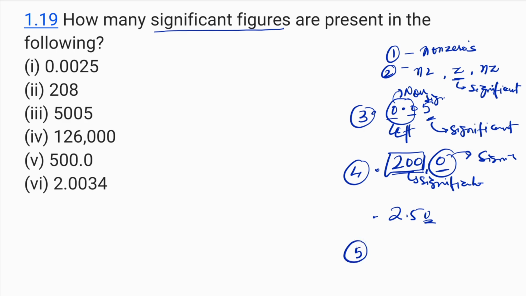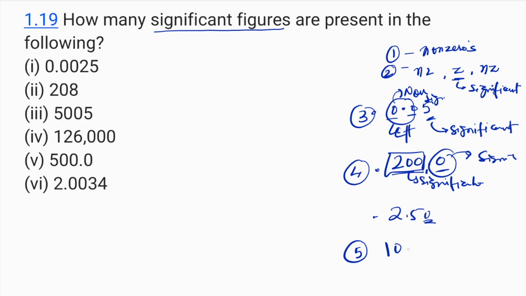Then there is the last rule. We can say that if a number ends in zeros, but these zeros are not to the right of a decimal point, then these zeros may or may not be significant depending upon conditions. Now, how are we going to say it? Suppose you have a number.